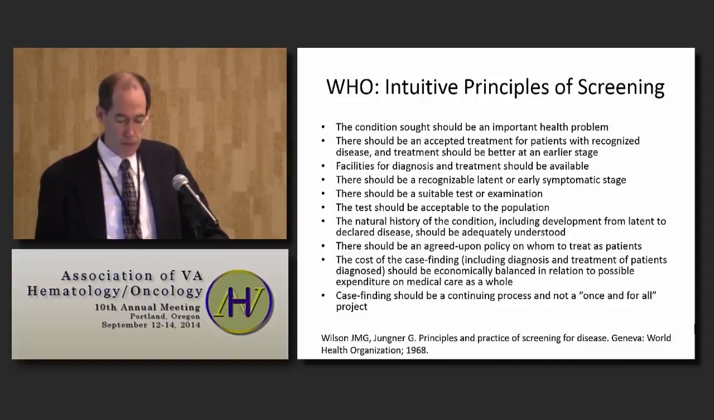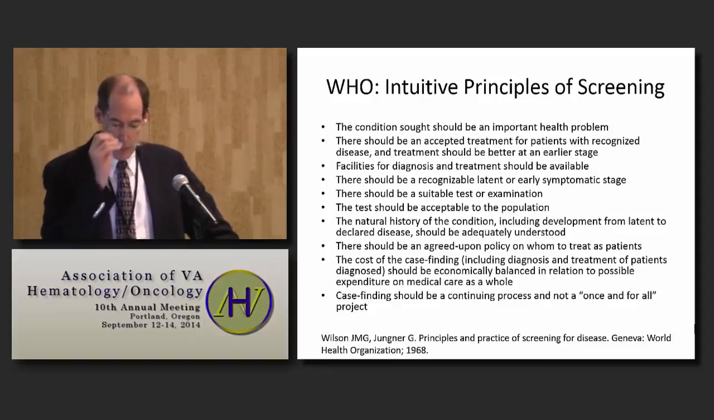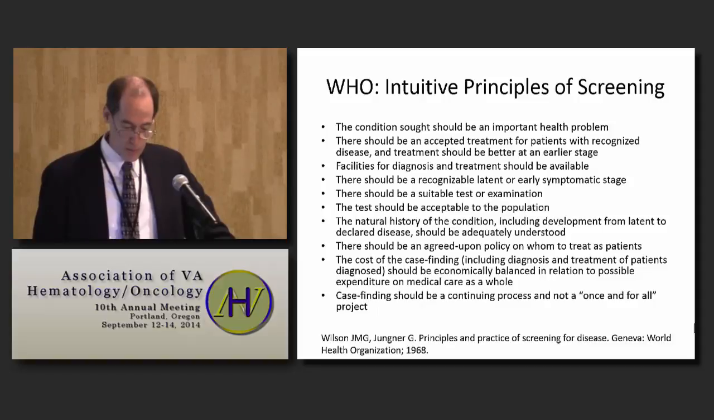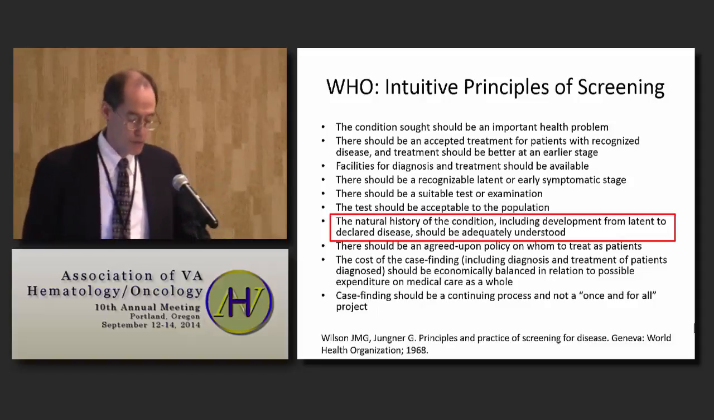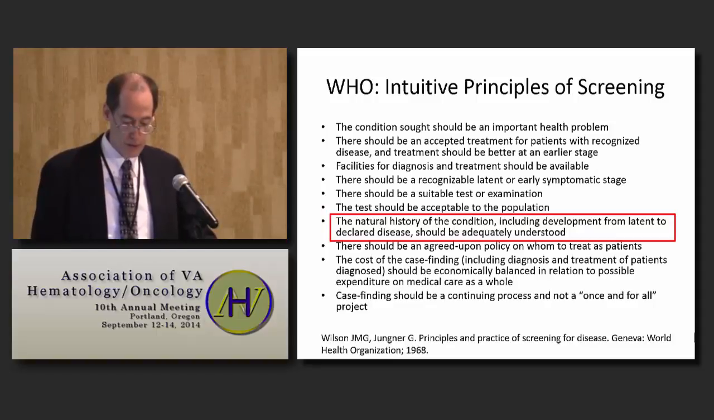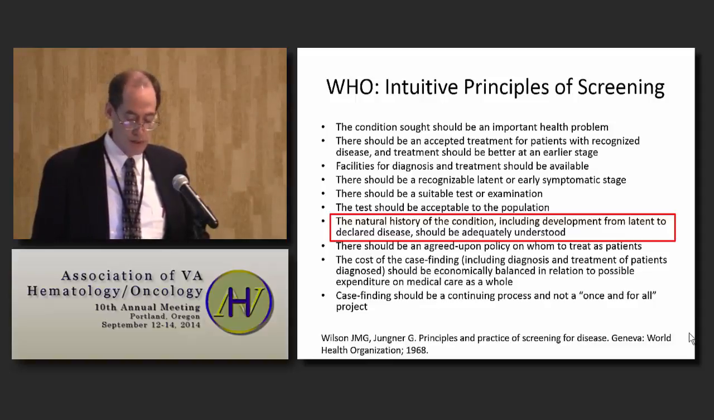There should be an accepted treatment for patients with recognized disease, and treatment should be better at an earlier stage. Facilities for diagnosis and treatment should be available, etc., right down the list. And there's one of these in particular that is somewhat problematic, and that is this one here. This is true for many types of cancers, that the natural history of the condition, including the development from latent to declared disease, should be adequately understood. And I think the key word there is adequately. So when you look at the development of disease from precursor lesions, do we really understand what is going to become a cancer which causes disease as opposed to that which is a cancer only to the pathologist?